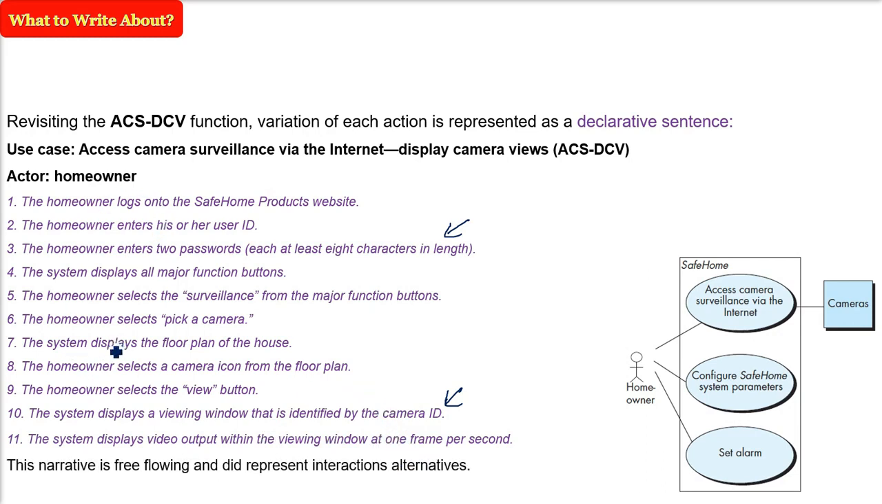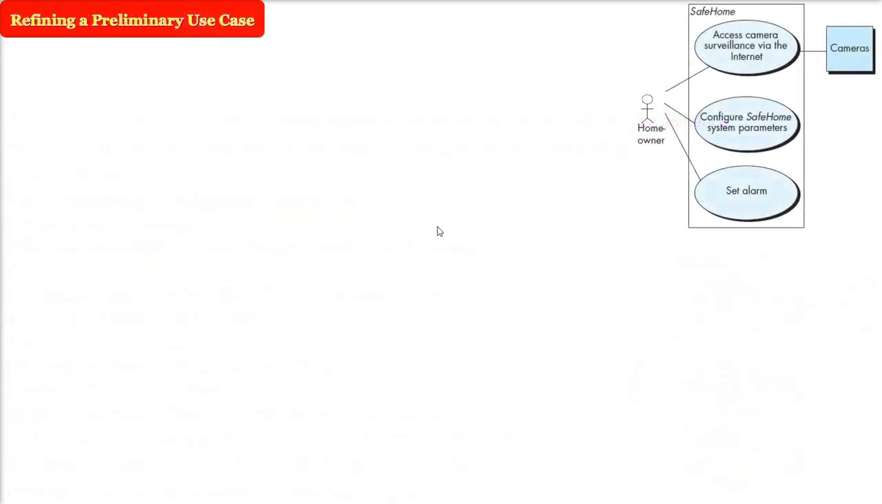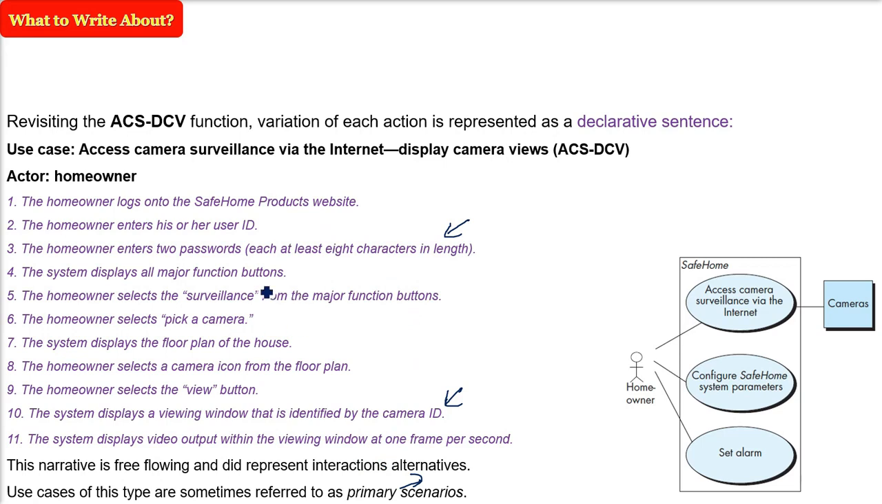So this is the narration, and what we have written is just free flowing. It has no interaction alternatives. That is, it has no catering of ifs and buts. That is, what if this is not done? What if that happens? This has not been taken care of. Okay. So this kind of narration is called the primary scenarios. Use cases of this type, free flowing without any alternatives or interaction alternatives, are referred to as primary scenarios. So all this branching, looping, if else, switch, is not catered for up till now. That is why we are calling it primary scenarios.